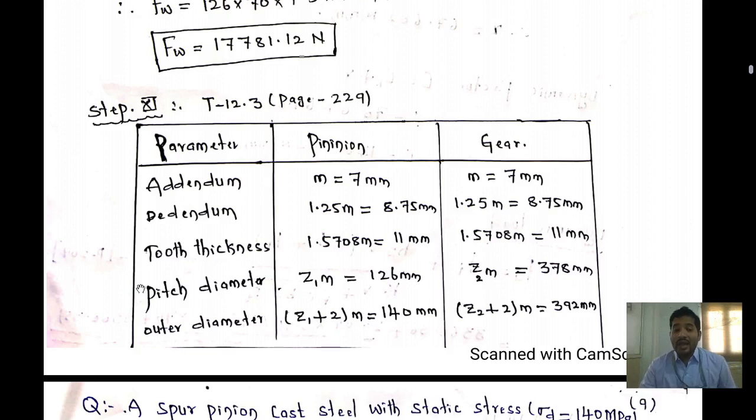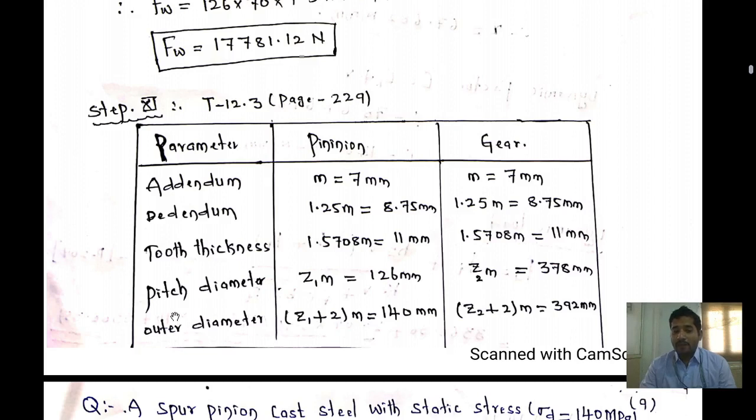Again we need to find the tooth thickness for the pinion as well as for the gear. So 1.5708 module, where the module is 7. If you multiply, you will get 11 mm tooth thickness. Again for the gear, 1.5708 into module 7, you will get the tooth thickness of the gear also as 11 mm.